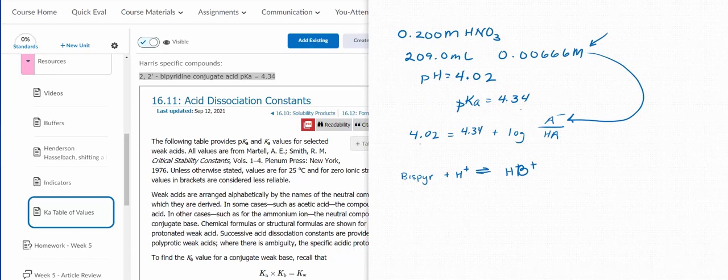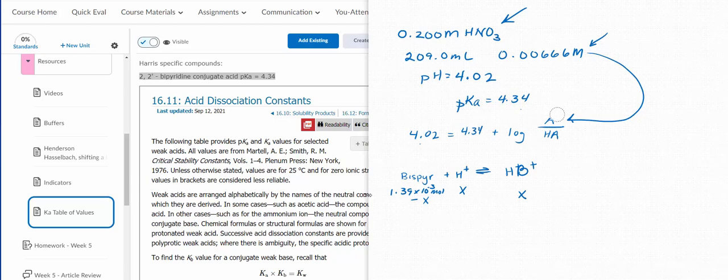Now the bipyridine, the moles that we have, I'm going to take my volume, 0.209 liters, and multiply it by my concentration, 0.00666, and I get 1.39 times 10 to the negative third moles. And I have some amount X, I don't know how much yet, of my hydrogen. Now I'm going to be shifting these moles of bipyridine by that amount X. That is then going to force my hand with this conjugate acid.